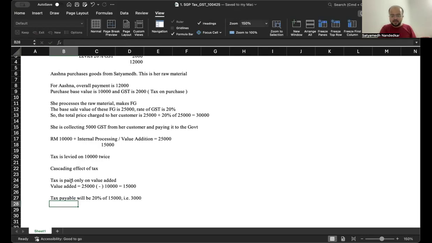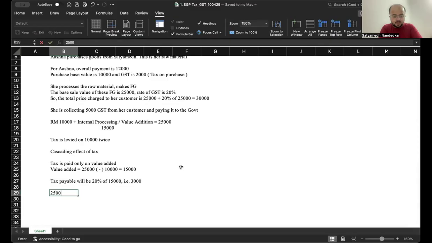So 3,000 worth of tax is payable, which if you think about it, is 25,000 into 20%, that is tax on sale, minus 10,000 into 20%, that is tax paid on purchases. So 5,000 minus 2,000, that is ultimately an amount of 3,000, is paid by Ashna to the government authorities. What has happened is the tax paid at the earlier stage, that is tax that she paid on purchase, has been taken as a deduction, and only the net amount has been paid. So this tax which you pay only on the amount of value added is called value added tax.